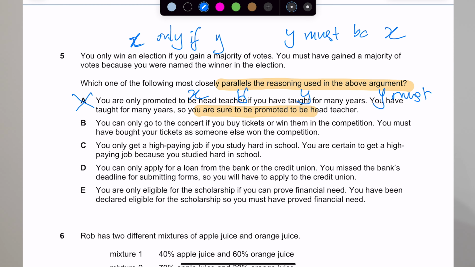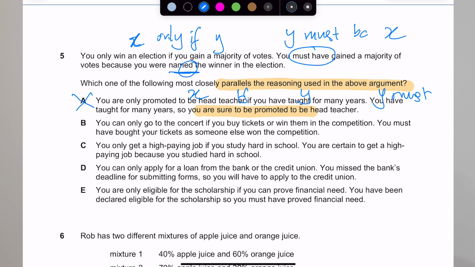So this is the other point I wanted to mention with parallel reasoning. It's not enough just to have the correct direction and the correct relationship between the two statements. You must also pay attention to the language. So you must have something because something has happened. So the conclusion is done. So therefore we can know that Y has happened.